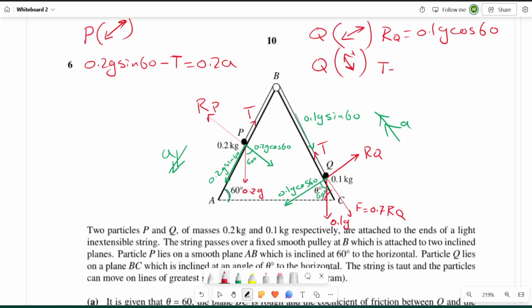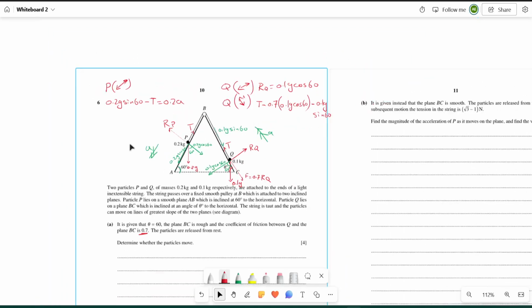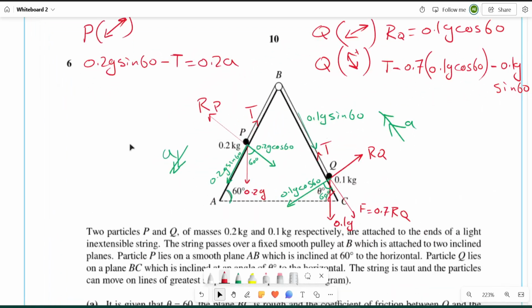Okay, and then I'm going to subtract from it this downward force, which is 0.7 times RQ, which is 0.1 g cosine 60. That's why I started by resolving in this direction to get an expression for RQ. And then what other forces in this direction? I have the weight component, which is also down. So it's going to be minus 0.1 g sine 60. So these are going to be my equations over here. Let me write them down below and then we continue.